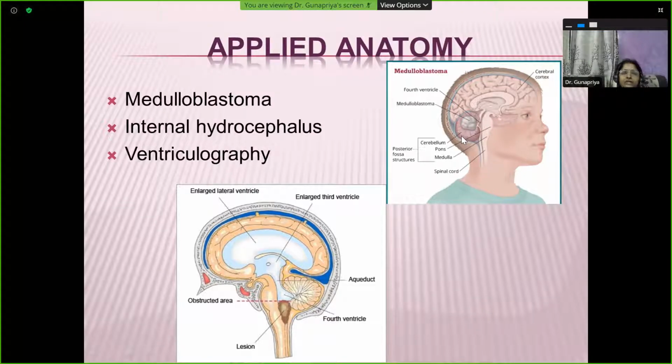It's not usually seen during birth or soon after birth. Only when the child is around 5 or 6 years old, slowly the cerebellar actions will start getting deteriorated. Only at that time you'll find out, when you go for a CT or MRI, you'll know that the child is suffering from medulloblastoma. It's a developmental tumor.